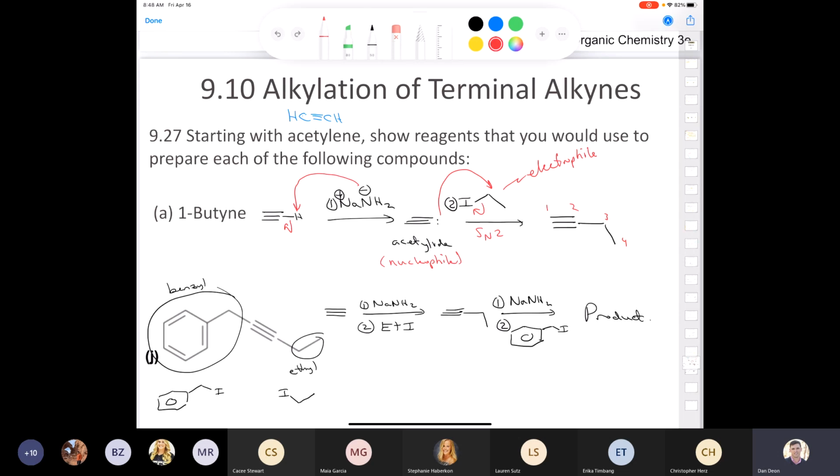All right, give me a thumbs up if you follow me on that. If you're like, you know what? Alkylation of a terminal alkyne. Hello, very cool chemistry, indeed.